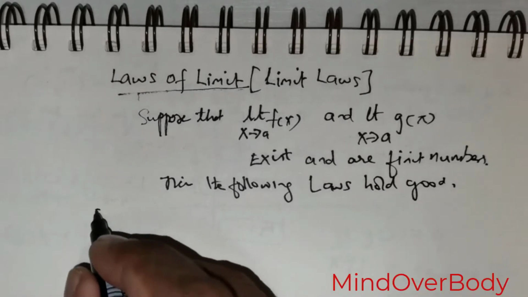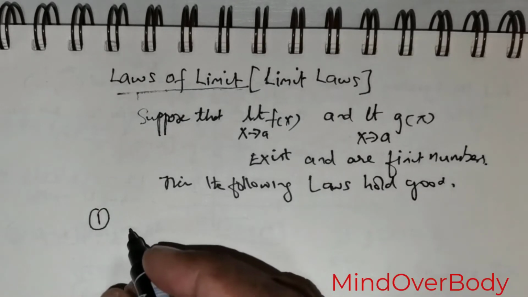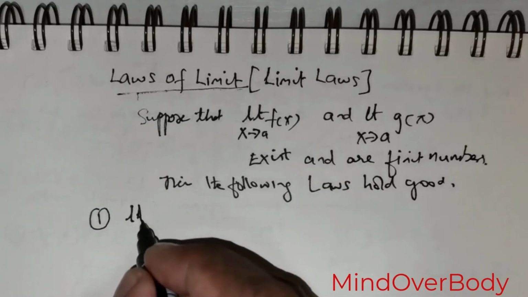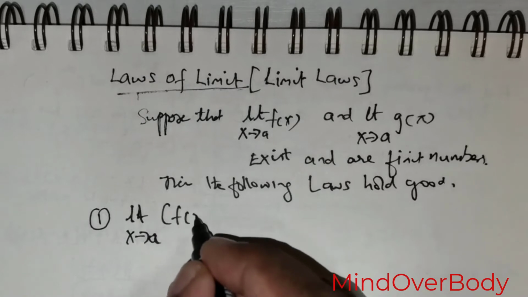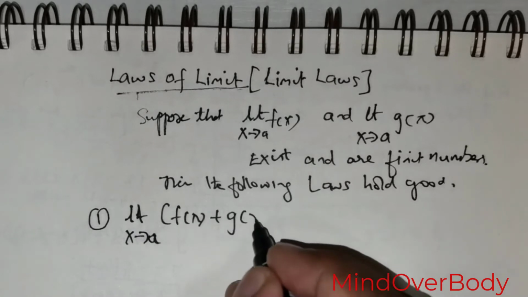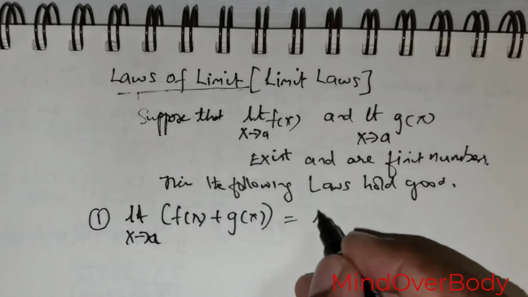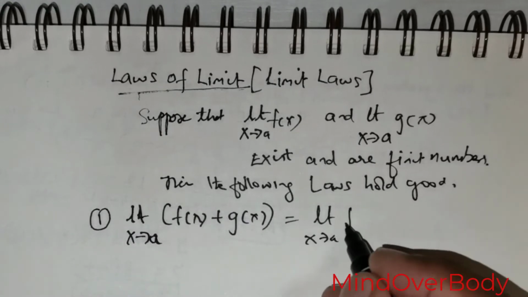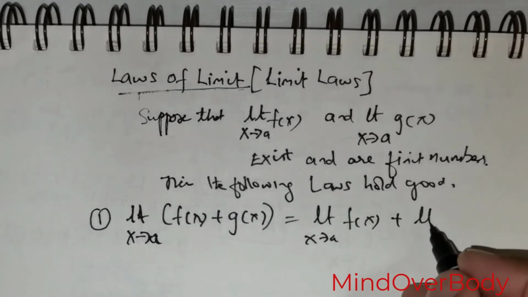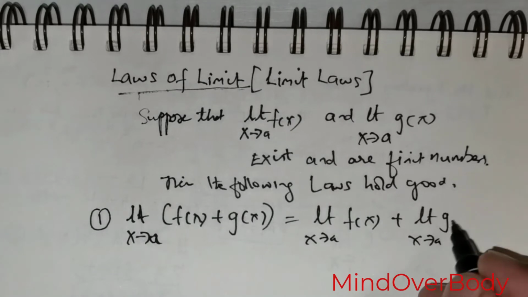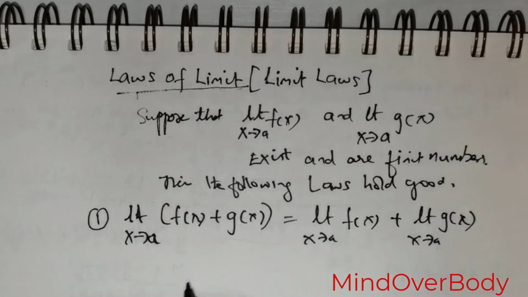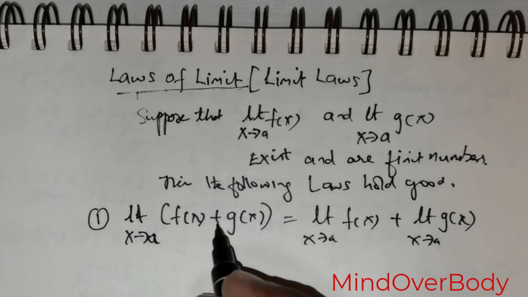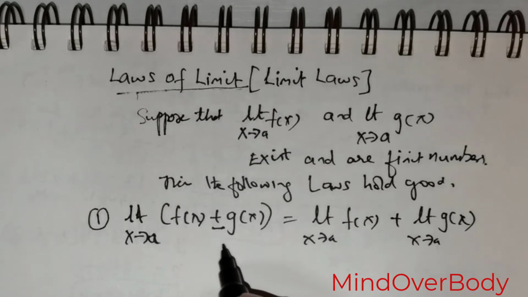So the first one is the sum law, that is limit x tending to a of f of x plus g of x is equal to limit x tending to a of f of x plus limit x tending to a of g of x. Limit of the sum is equal to sum of the limits. Now this sum can be replaced with the difference operator in this fashion.